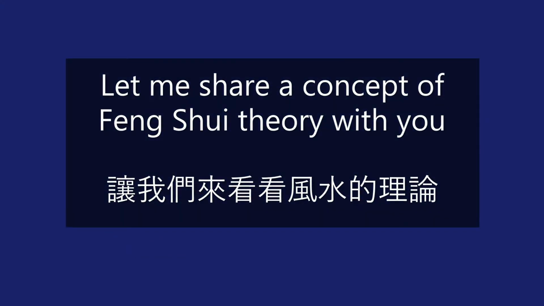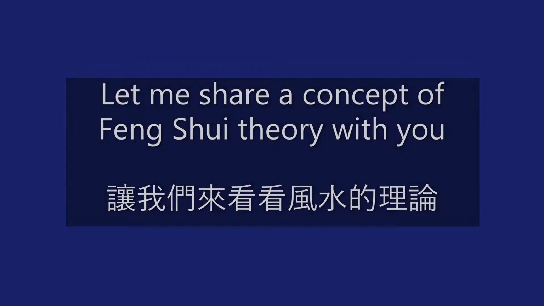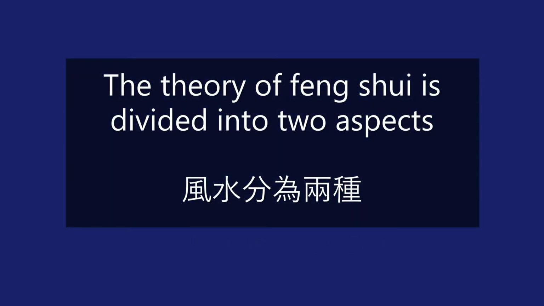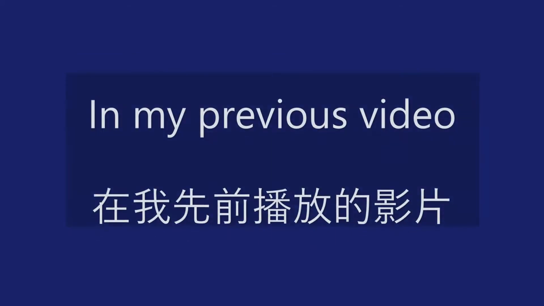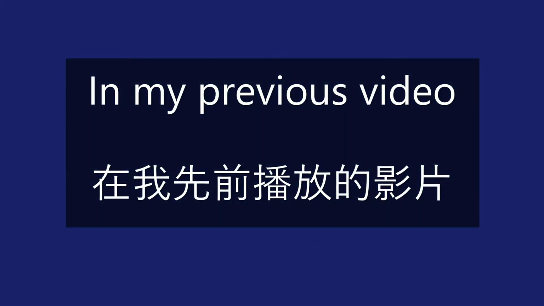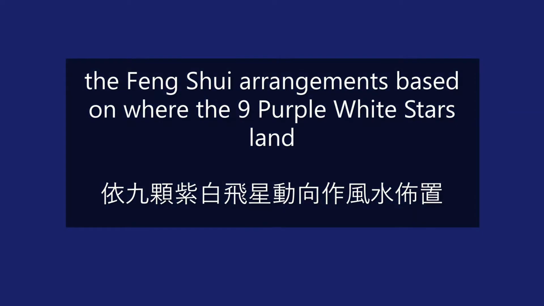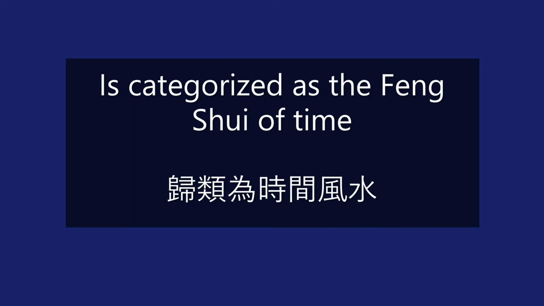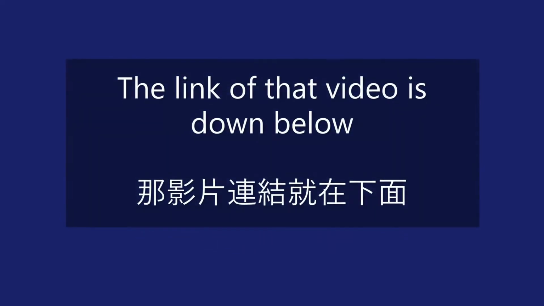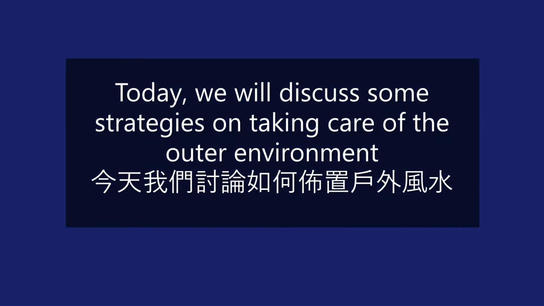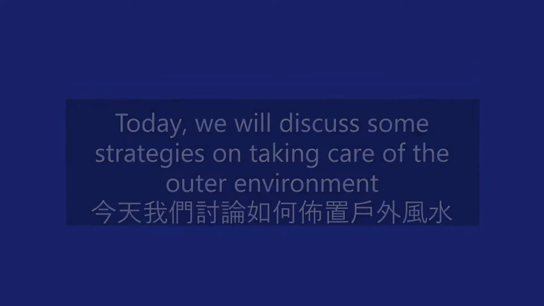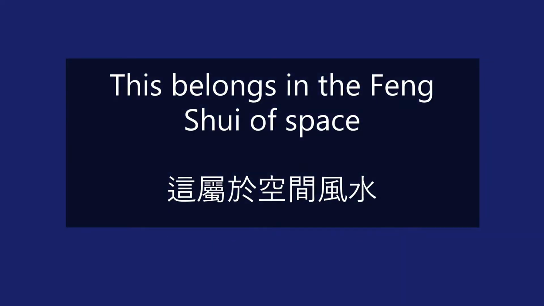First, let me share a concept of Feng Shui theory with you. The theory of Feng Shui is divided into two aspects, time and space. In my previous video, the Feng Shui arrangements based on where the 9 purple-white stars land is categorized as the Feng Shui of time. The link of that video is down below. Today, we will discuss some strategies on taking care of the outer environment. This belongs in the Feng Shui of space.